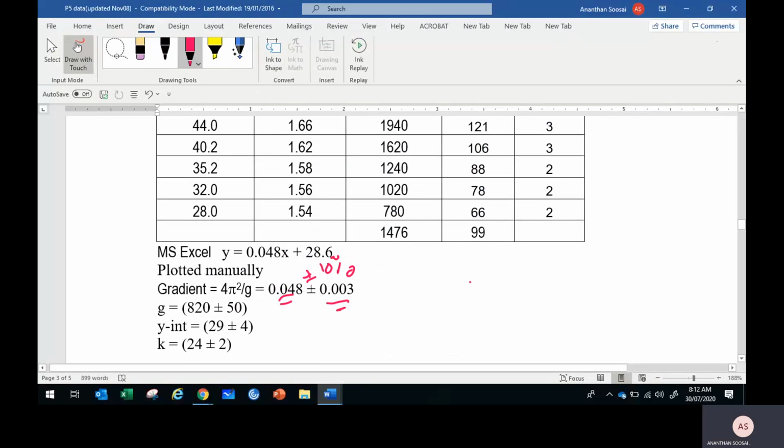And the gravity from this data, you should get 820 plus minus 50. As usual, 50 doesn't matter, any value will do. But 820, go for 3 significant figures, and your answer must again be plus minus 10% of the 820. 10% means what? 740 to 900. The gravity.